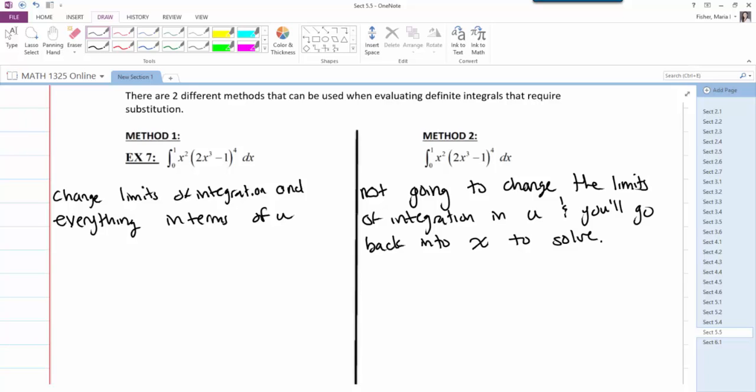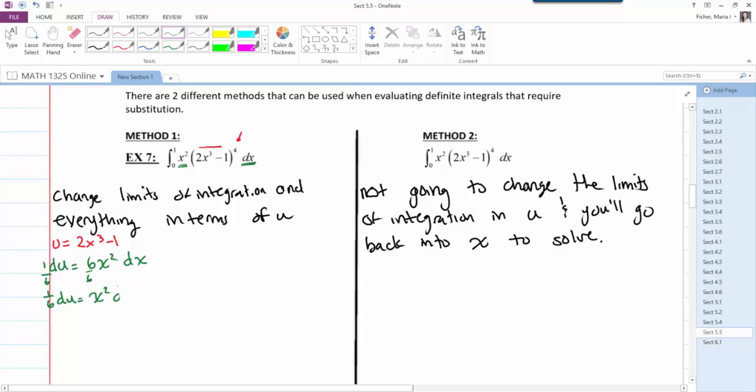So these problems require substitution, so we're going to start off just like we would any substitution problem. What should u be? Well, u should be that function that's being raised to a power. So in our case, u is going to equal 2x cubed minus 1. If u is equal to 2x cubed minus 1, the derivative du would equal 6x squared dx. Notice I don't have a 6x squared dx, I just have an x squared dx. So I divide both sides by 6. Remember, there's an implied 1 there. So then I know that 1/6 du is equal to x squared dx.